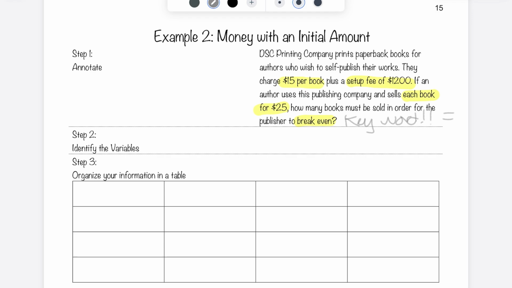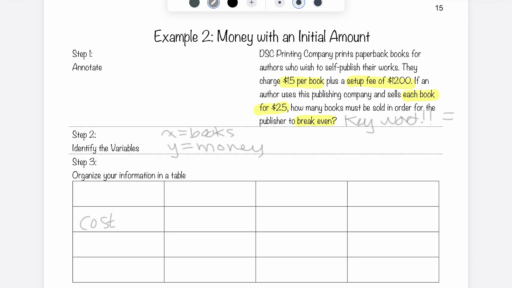This tells us equal. Break even means that how much you spend and how much you sell is equal. So identifying the variables, we are talking about books and money. So we're going to say that X is books, Y is money. Our table is going to look a little bit different here.